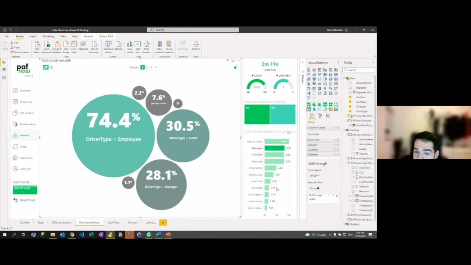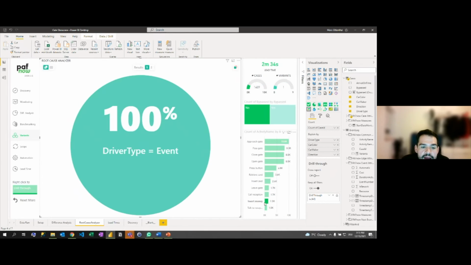For example, what happens or what is the most likely explanation if someone inserts money? Who is that? Aha, driver type event, 100% of the cases. So that tells us, okay, insert money apparently is only for the people that have an event. So maybe the parking lot on the weekends is basically used for events. So they insert money. Aha, that's an interesting finding.